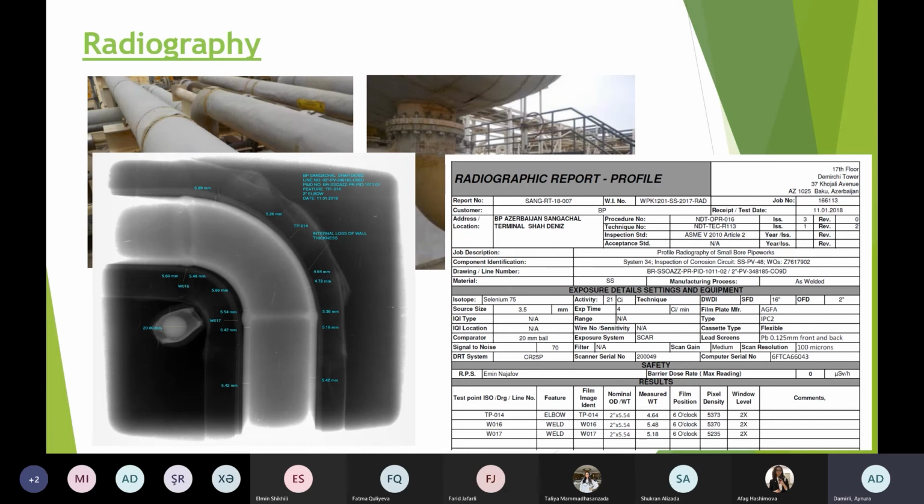We have a reporting process for all equipment and for all inspections we apply. Here you can see the test points, which condition, if it's an elbow or weld, what the nominal parameters are, what was measured, and even the position of the film, since radiography uses films. If anything happens, any abnormality observed from normal condition, we put it in comments and raise an anomaly.